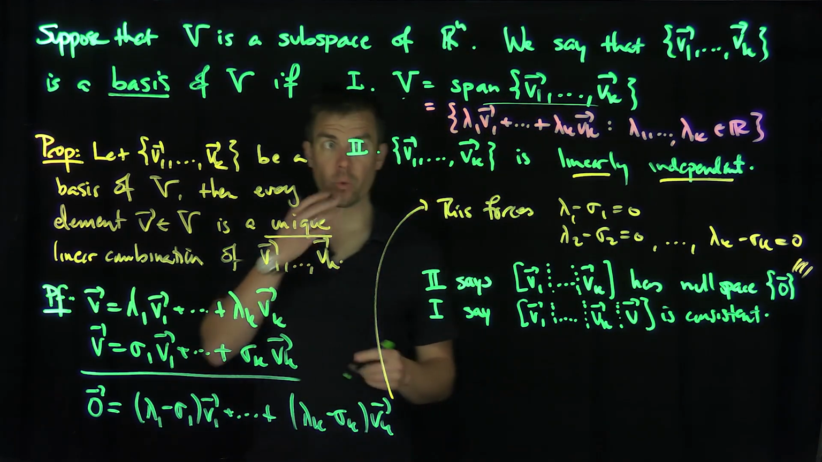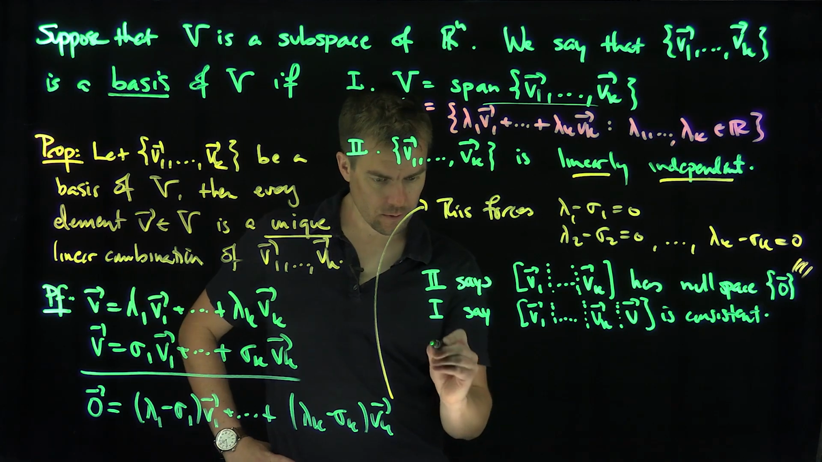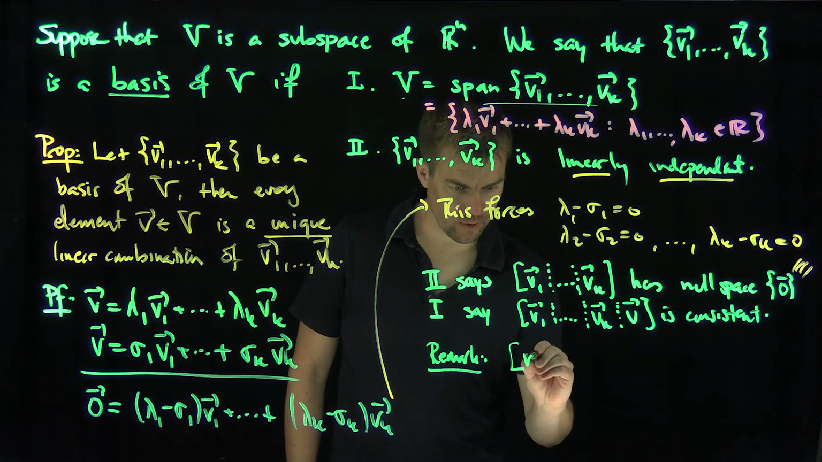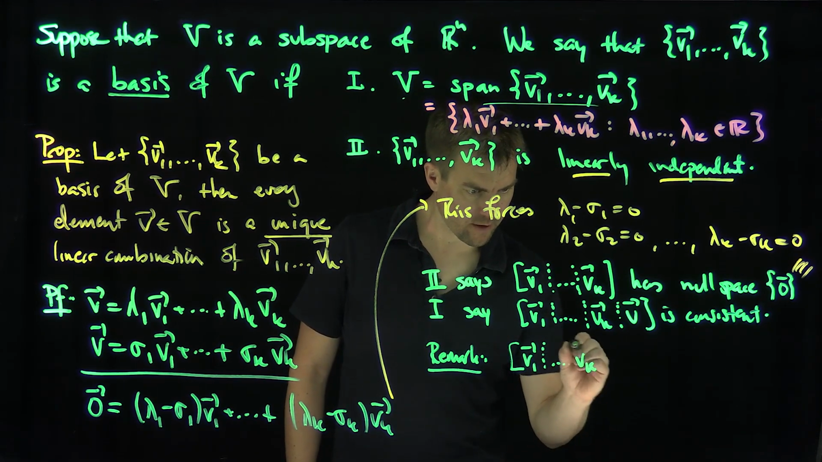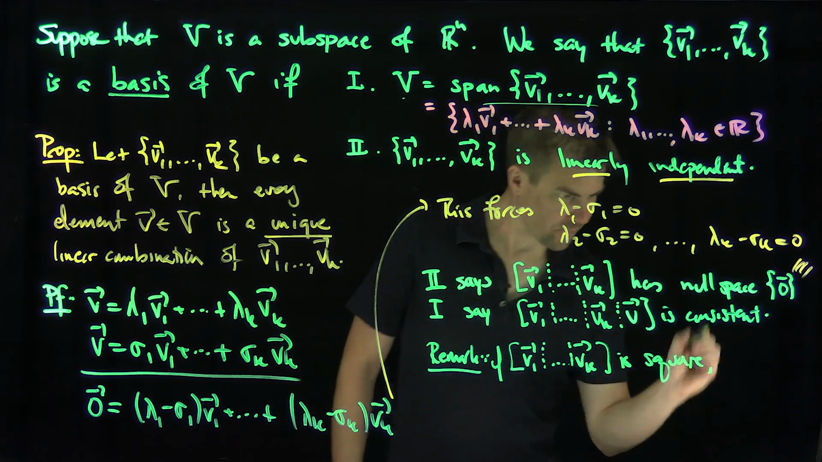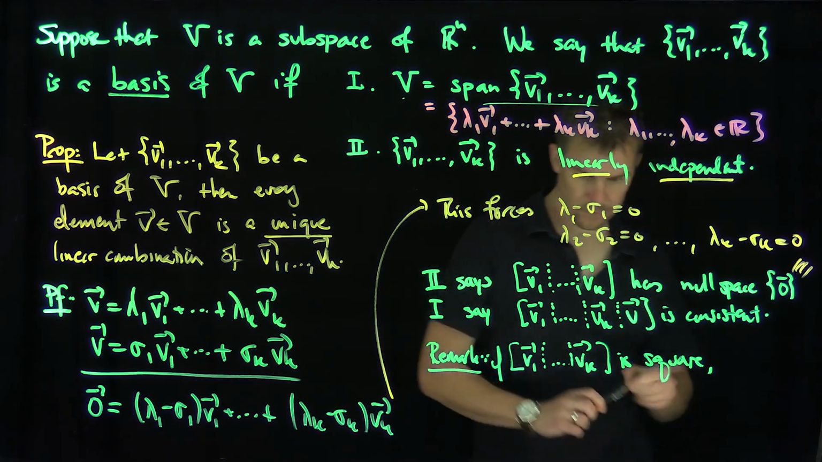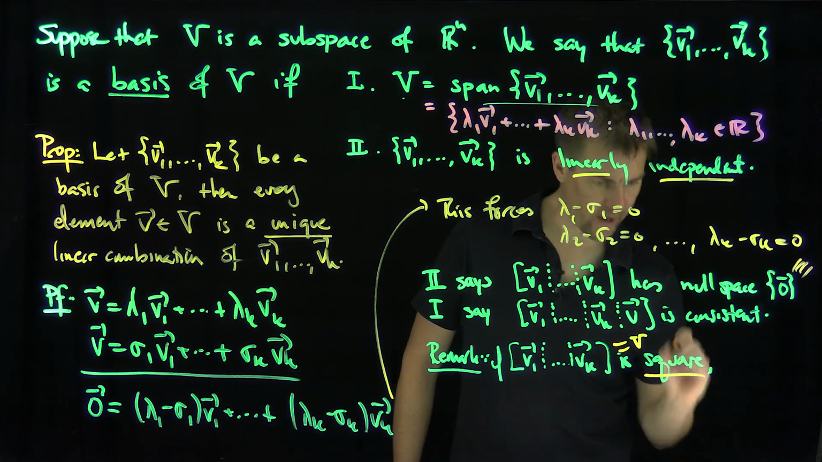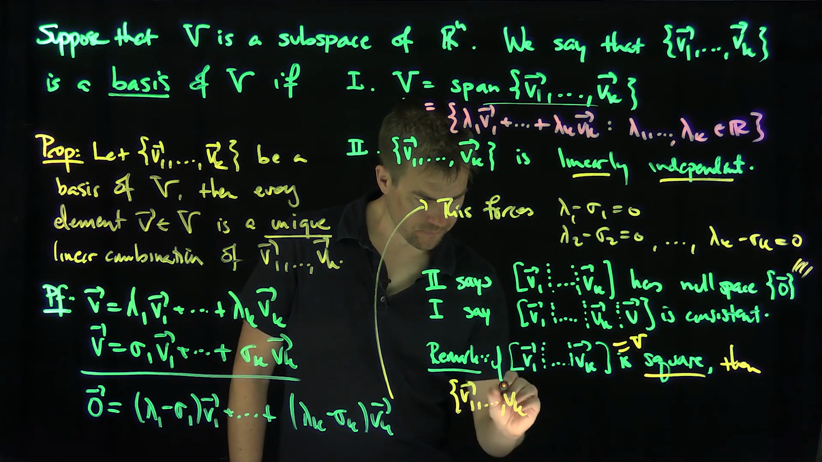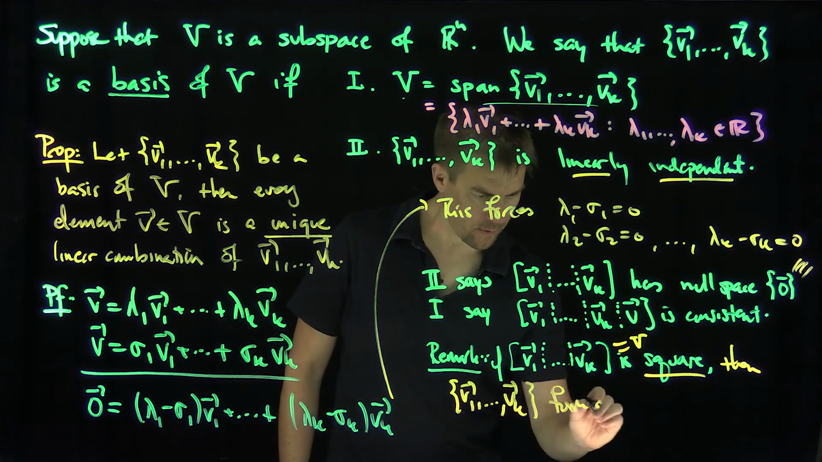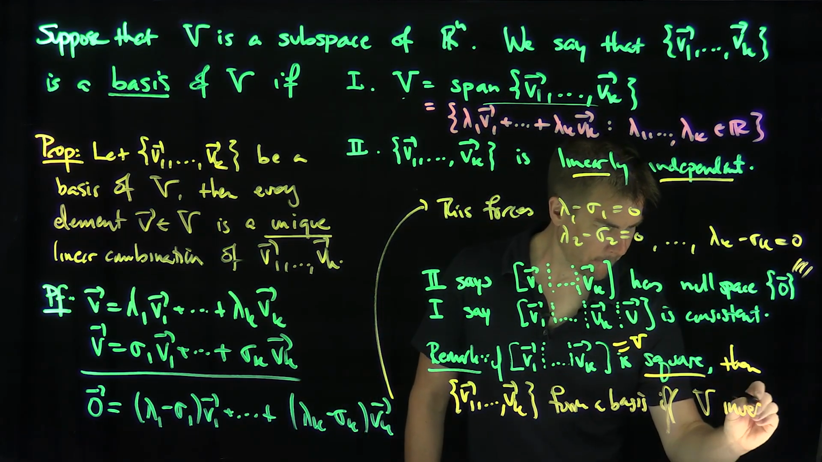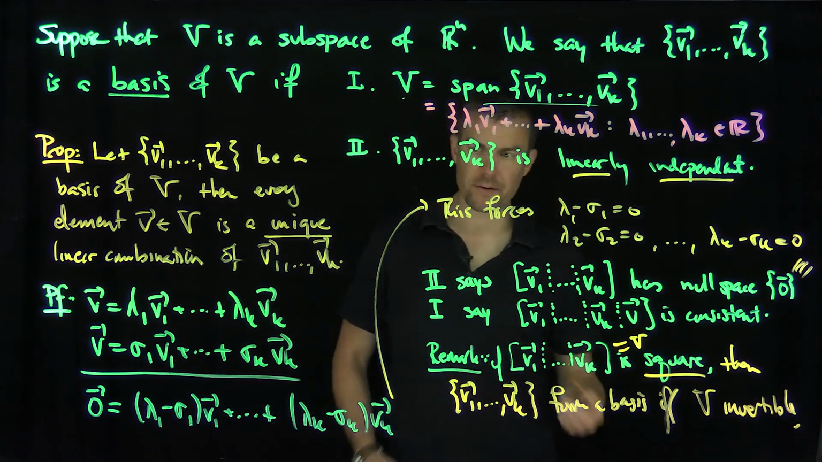Okay. And of course, for square matrices, it's easy to see. As a remark, if this matrix over here, V1 through Vk, is square, then call it V. If it's square, then the vectors V1 through Vk form a basis if and only if V is invertible. And that follows, of course, from our previous characterizations of invertibility.